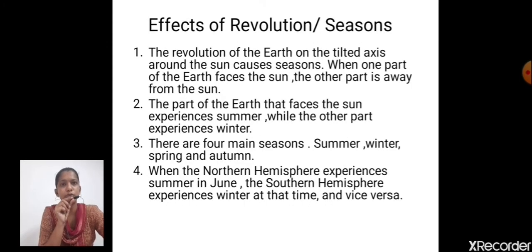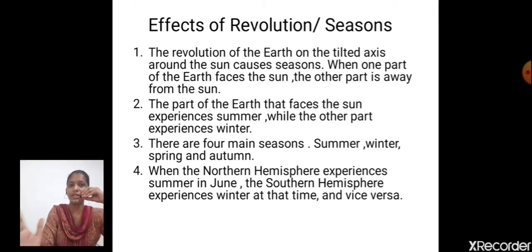So let's understand more. What is the effect of revolution? The revolution of the earth on the tilted axis around the sun causes seasons. When one part of the earth faces the sun, the other part is away from the sun. The part of the earth that faces the sun experiences summer, while the other part experiences winter. There are four main seasons: summer, winter, spring and autumn. When the northern hemisphere experiences summer in June, the southern hemisphere experiences winter at that time, and vice versa.